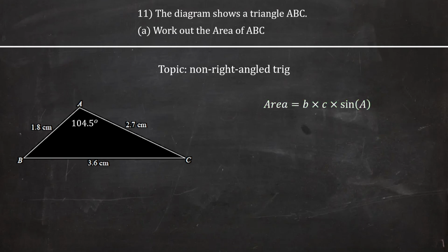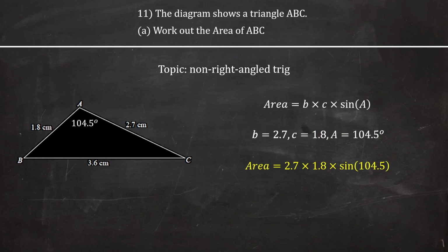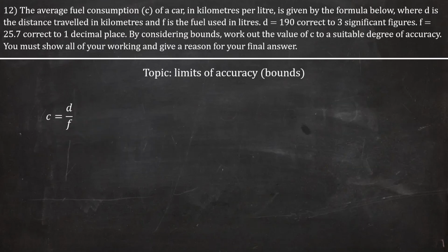So the area is going to be, if b is 2.7, c is 1.8, and A is 104.5, we substitute those in the formula, which gives us the area is 2.7 times 1.8 times sine of 104.5. You put that in your calculator and it gives you 2.4 centimeters squared. Done. Question 12, we have a limits of accuracy question, so bounds.